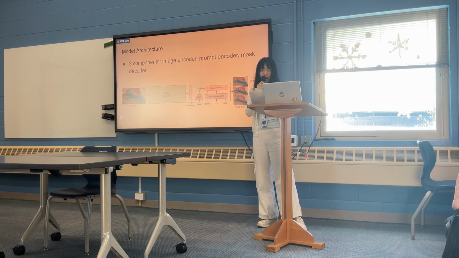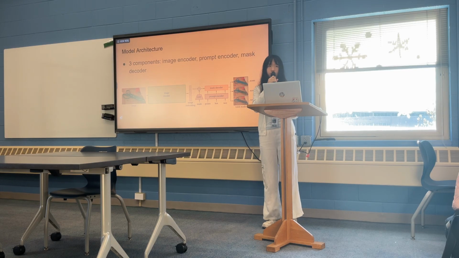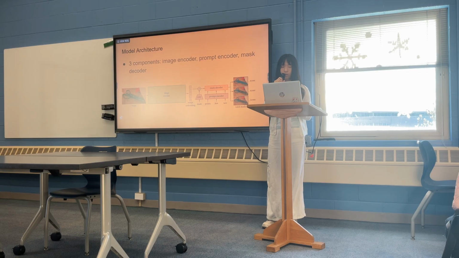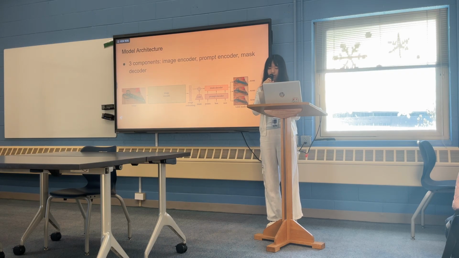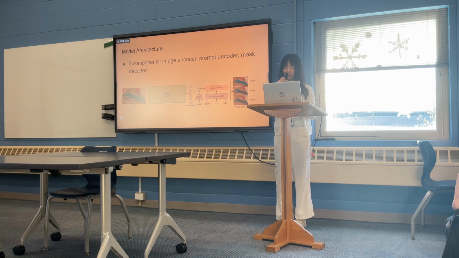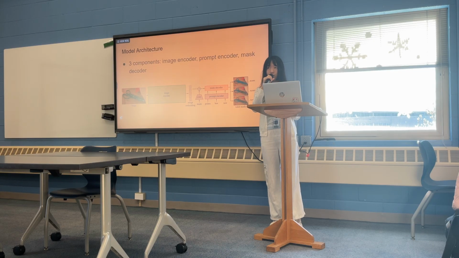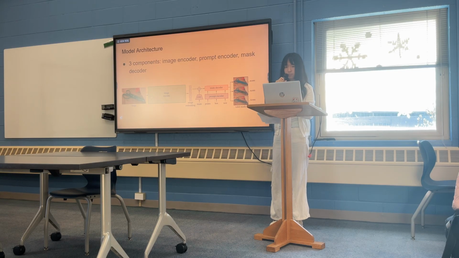Now I'll go over how the model that actually does the image segmentation works. So the model architecture can be broken down into 3 main components: an image encoder, a prompt encoder, and a mask decoder. An encoder processes the prompted task in such a way that the computer can understand what it needs to segment. And the decoder creates a segmentation mask that combines the outputs from the image and prompt encoders.